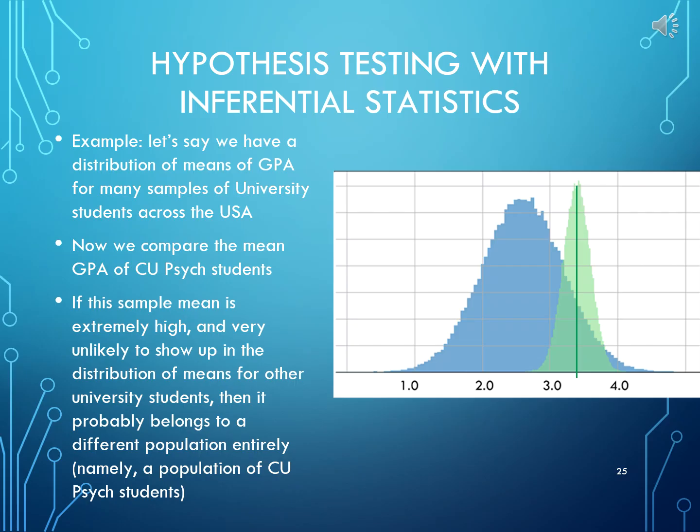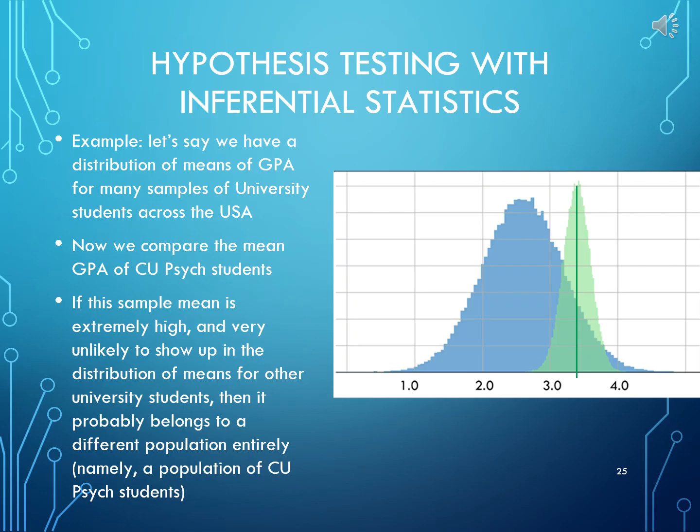And we want to know, is this sample mean of CU psychology students, this average GPA of CU psychology students, different? Is that extreme compared to the distribution of sample means that we already had? If it is extreme, then it's unlikely that CU psychology students' GPAs actually lie on the same distribution, meaning CU psychology students are somehow different in terms of their GPA than the rest of university students across the US.